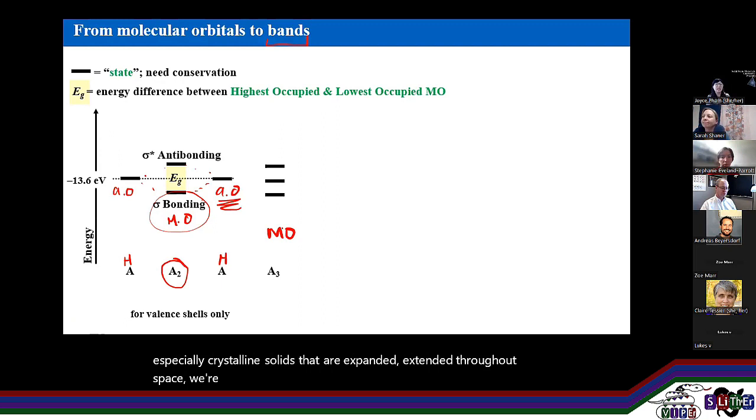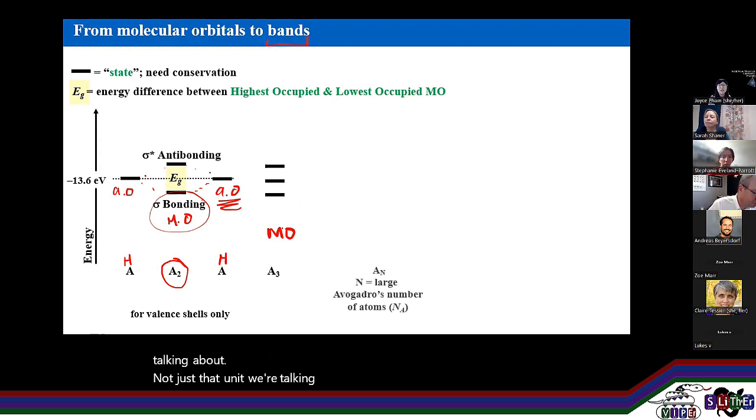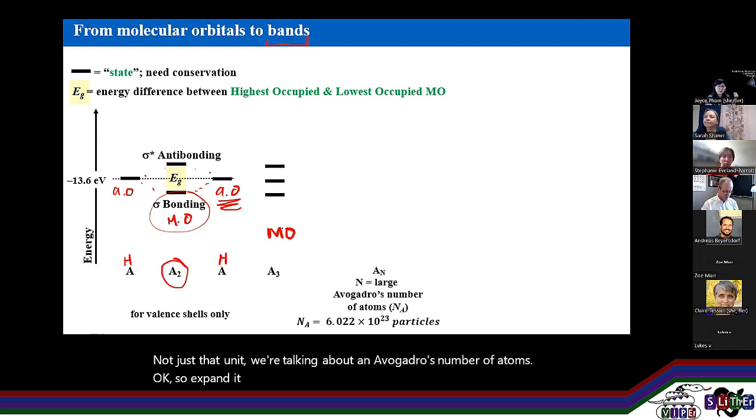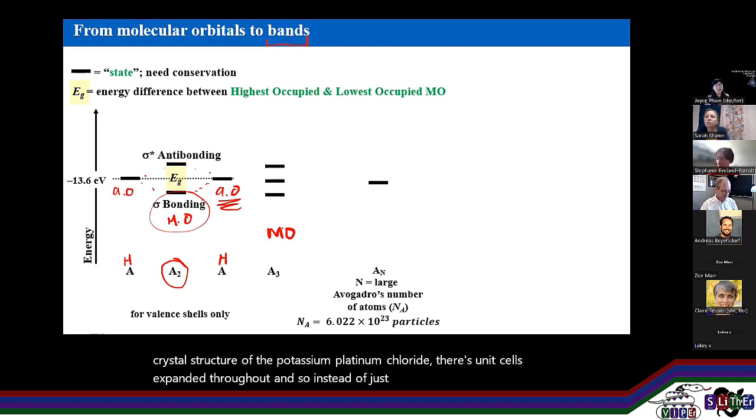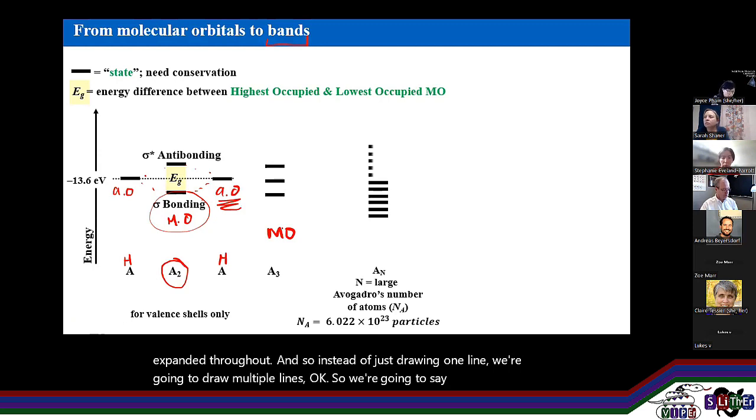When we're talking about solids, especially crystalline solids that are extended throughout space, we're not just talking about a molecular unit anymore. We're talking about an Avogadro's number of atoms, expanded throughout. Just like before when we were drawing the crystal structure of potassium platinum chloride, there are unit cells expanded throughout. So instead of just drawing one line, we're going to draw multiple lines, okay? We're going to say Avogadro's number of lines.